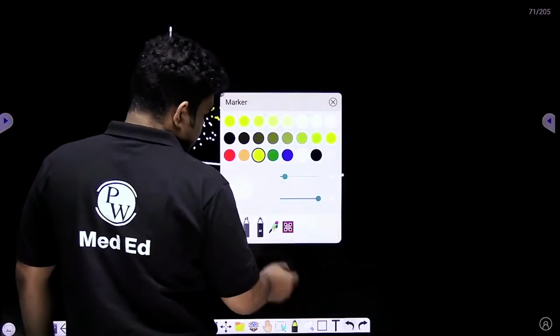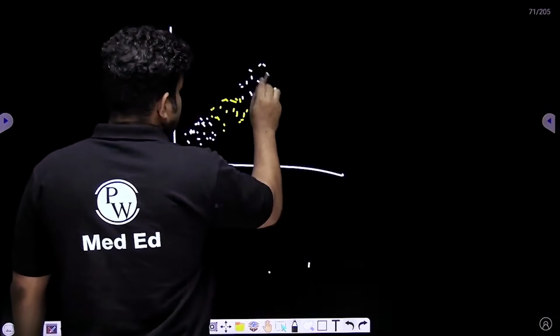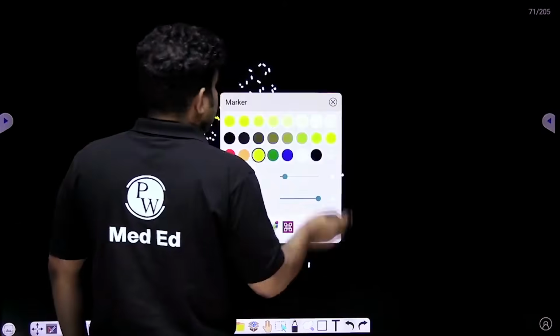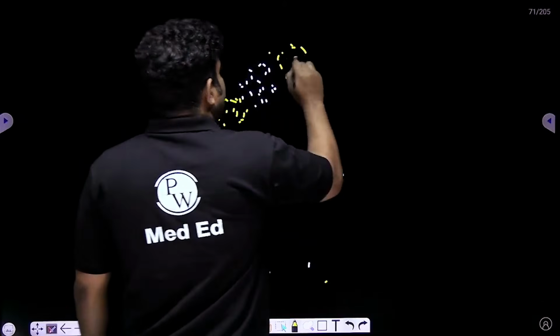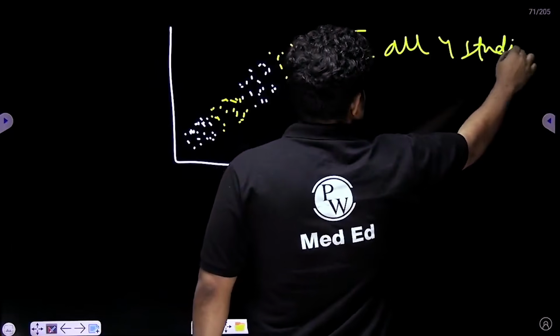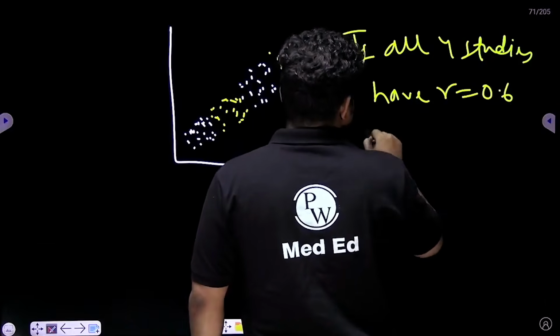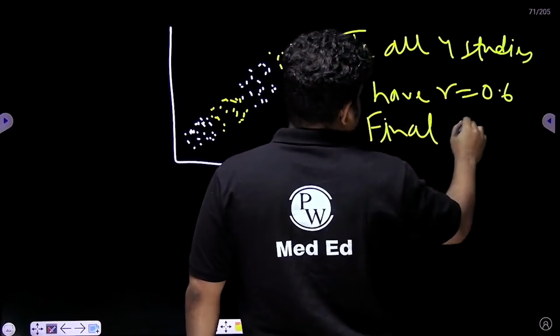This is again study 3. 4 different color dots they have given. And then study 4. And they said, if all 4 studies have R equal to 0.6, what is the final R?